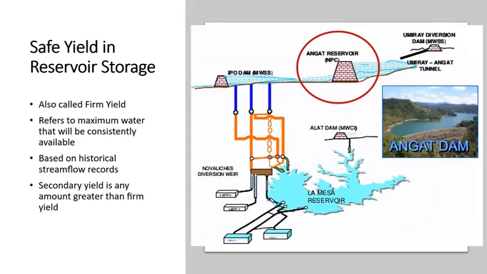Now you have a secondary dam, which is the Ipo Dam, which is aiding the redistribution of water to other water supply components like the Novaliches Diversion Weir and the La Mesa Reservoir, which caters to most of Metro Manila. It's also worth noting that the La Mesa Reservoir also takes water from another dam, which is the Ala Dam. All right, so that shows the big picture of the Angat Dam Reservoir system in Metro Manila.